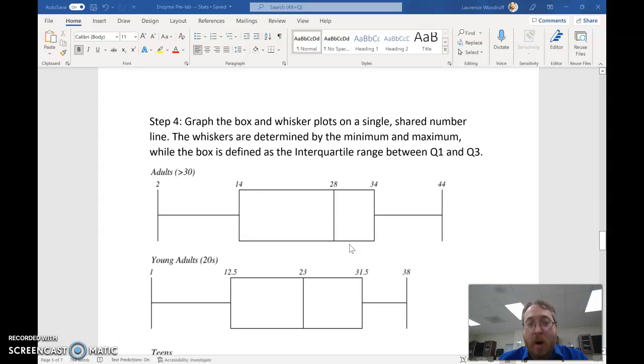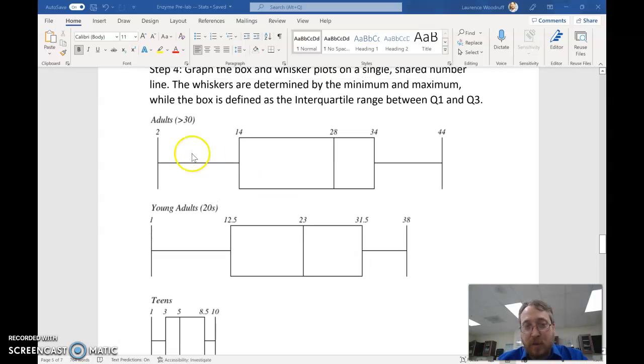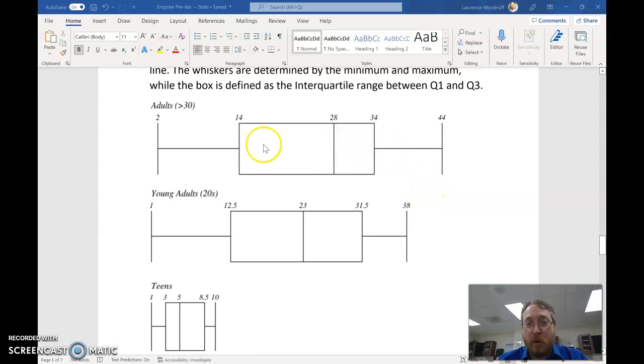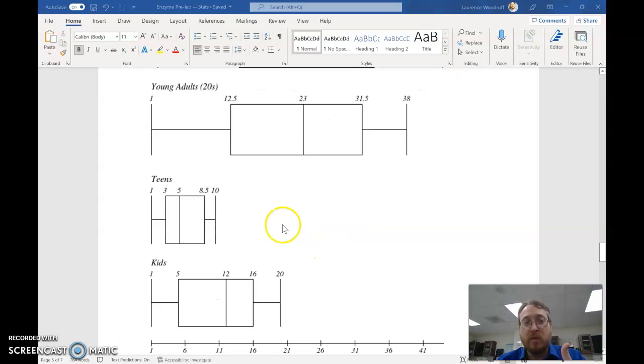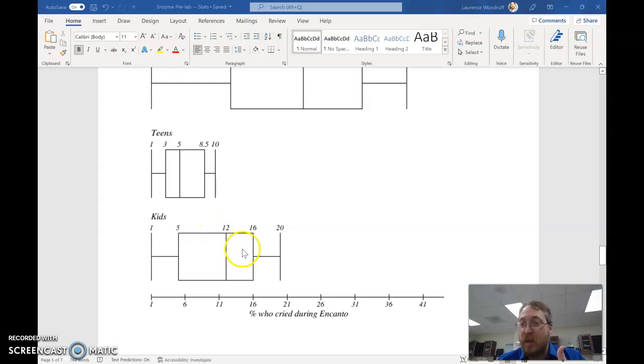And so then we do the 5 number summary. For adults, the minimum was 2, the maximum was 44, the quartile 1 was 14, the median was 28, and the quartile 3 was 34. So the interquartile range between quartile 1 and quartile 3 is the box, and the minimum and maximum are the whiskers. And so we get this data for adults over 30, young adults in their 20s, the information for teens, and the information for kids.